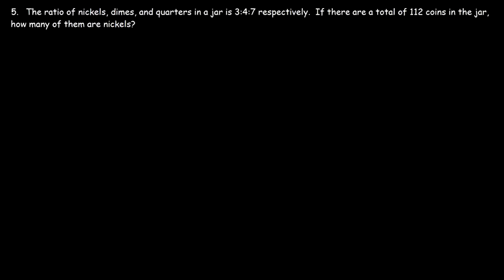Number 5. The ratio of nickels, dimes, and quarters in a jar is 3 to 4 to 7, respectively. If there are a total of 112 coins in the jar, how many of them are nickels? So this is a multi-step problem. Feel free to pause the video and try it. So we can set up many fractions to get the answer.